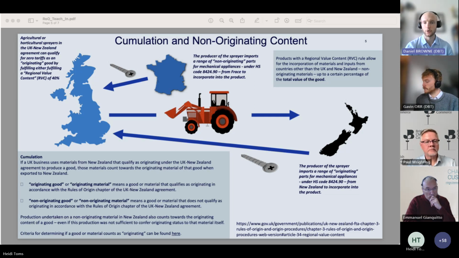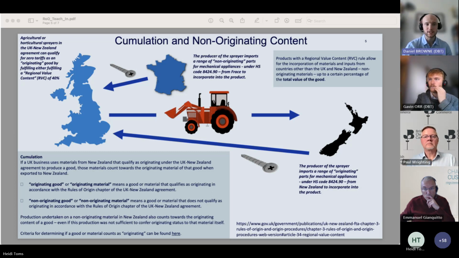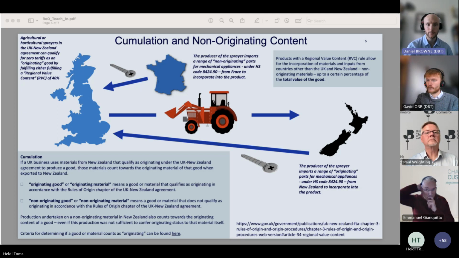So as we said before, the producer needs to work out whether he's met the RVC rule, what percentage of the good counts as originating value and what percentage counts as non-originating value. So let's say, for example, the total value of the good is £1,600, and let's say that £500 of that value comes from the UK and £400 of that comes from New Zealand. That means a total of £900 counts as originating value.